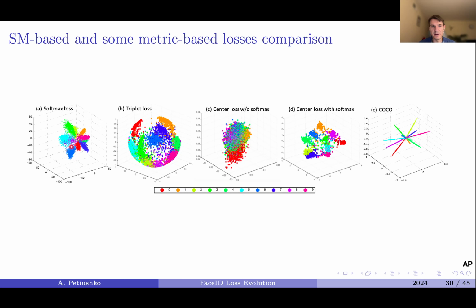So softmax gives different big and broad beams. Triplet loss gives areas on the sphere. Center loss with softmax gives some blobs, but at least they are not intersecting at the origin as with softmax loss. And Coco intersects at the origin, but the classes are almost straight lines. They are not blobs.